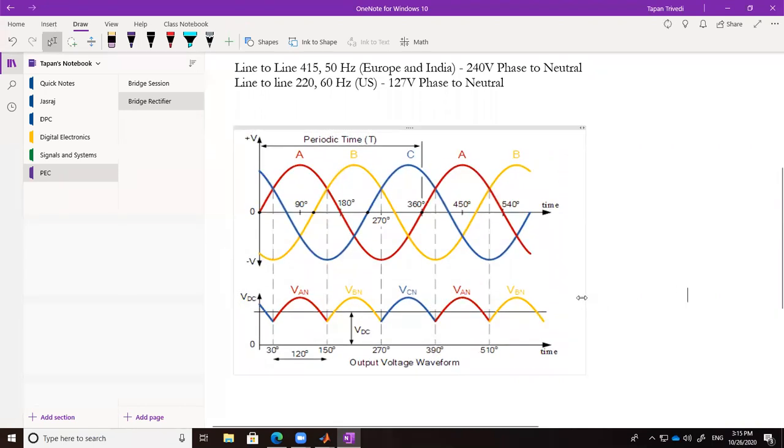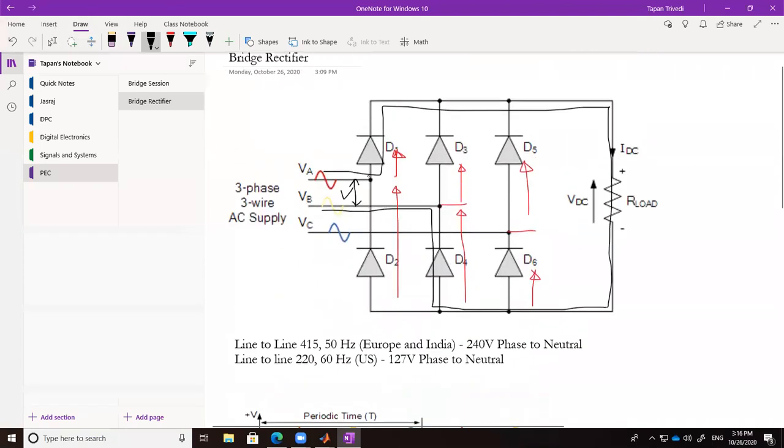Right? So what happens? We have A phase supply, B phase supply, and C phase supply. So for 60 degrees, one pair of diodes will conduct, and another pair of diodes will conduct for another 60 degrees, right? And this way, 6 pairs will be conducting from here.